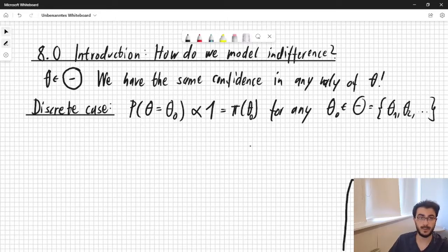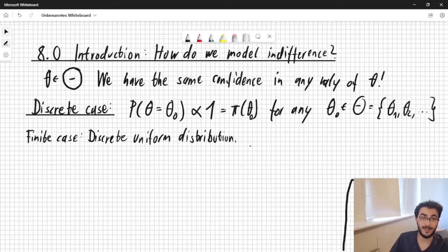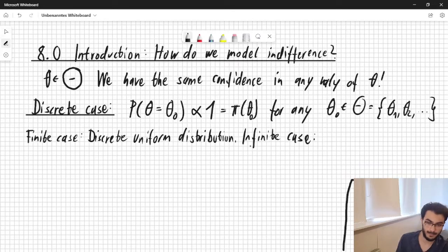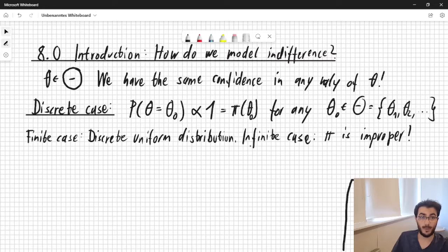There is one difference between the finite and the infinite case. For the finite case, we have the uniform distribution. For the infinite case, you notice that there's no way that all of these values can possibly sum to 1. We say that pi is improper. The concept of improper priors deserves a video on its own, and it's going to get one.